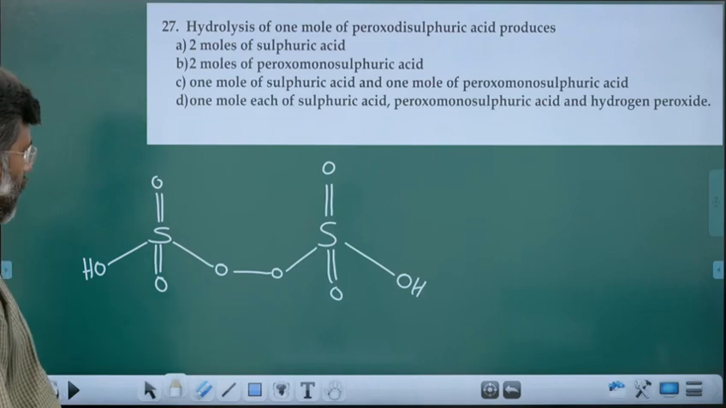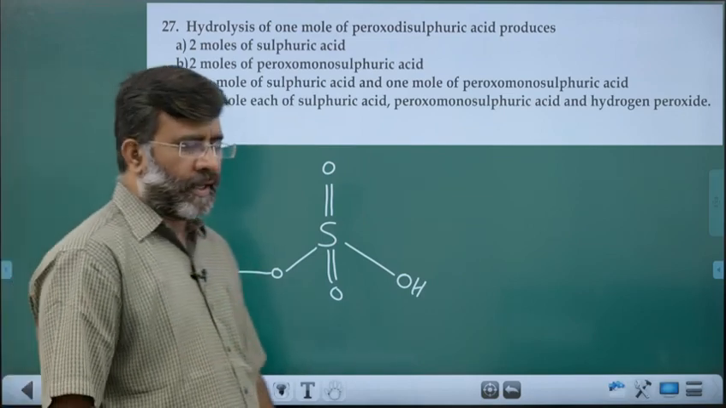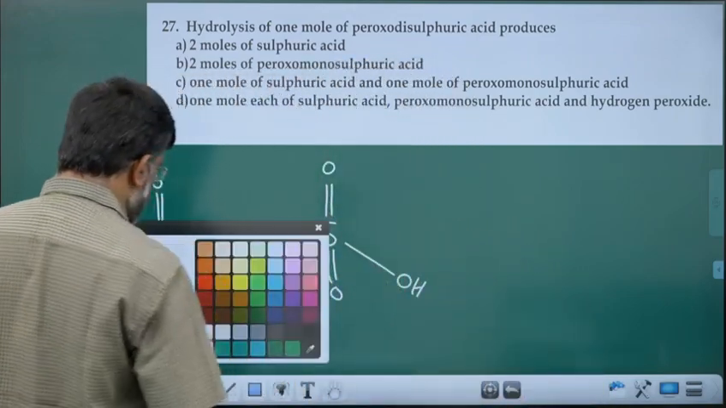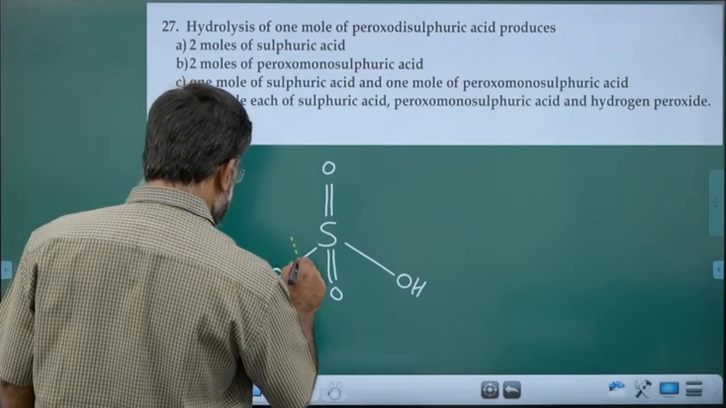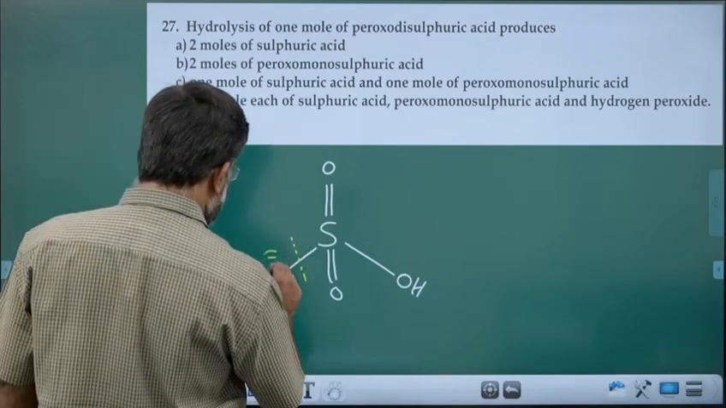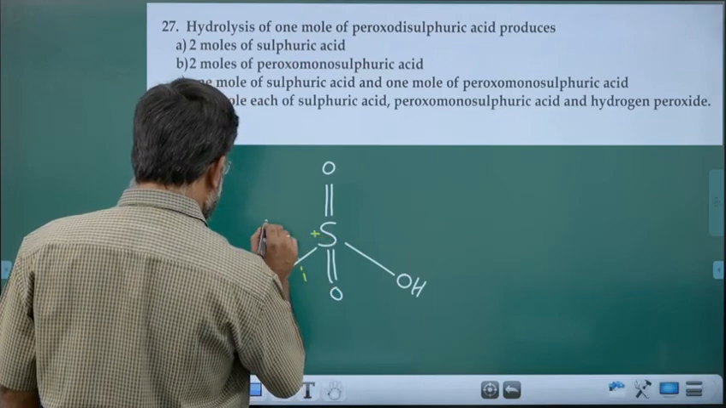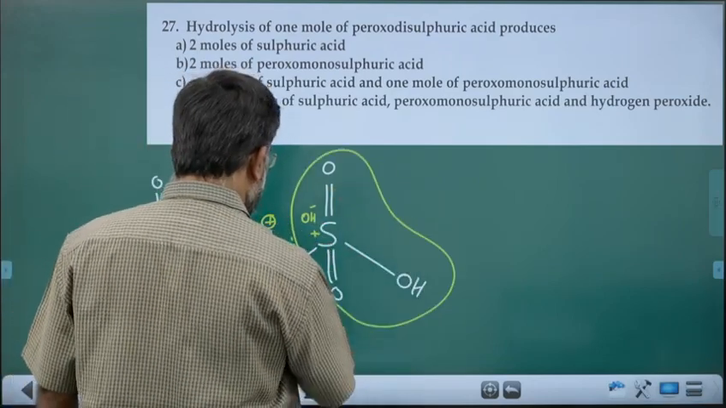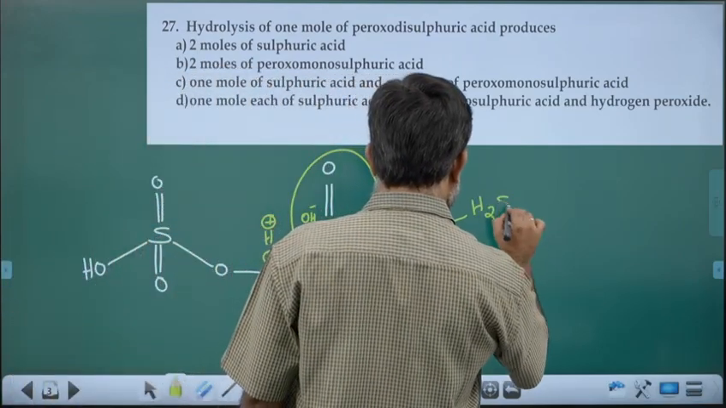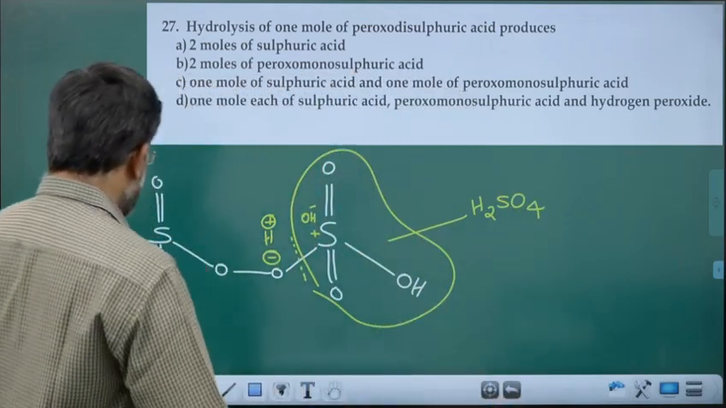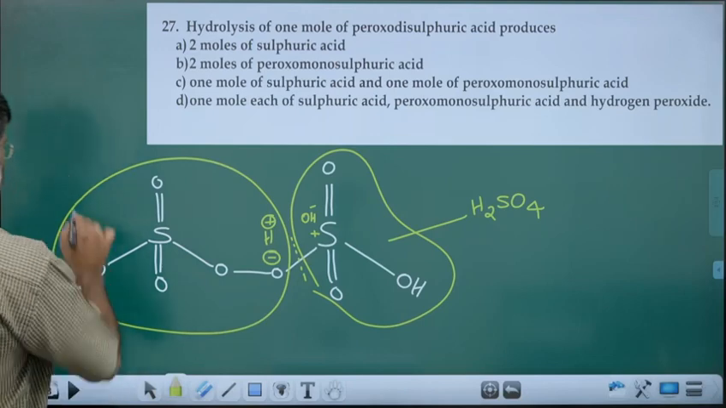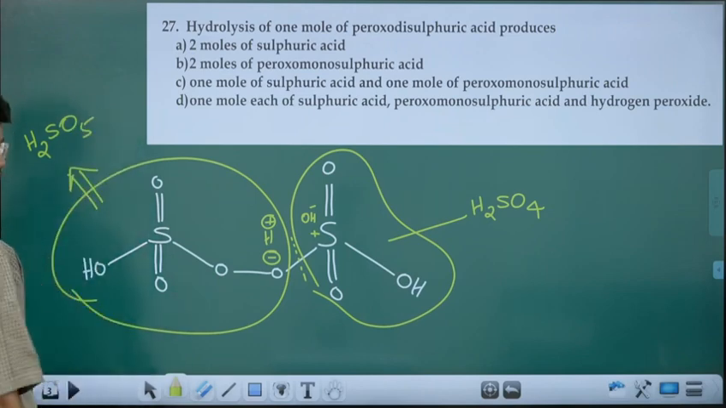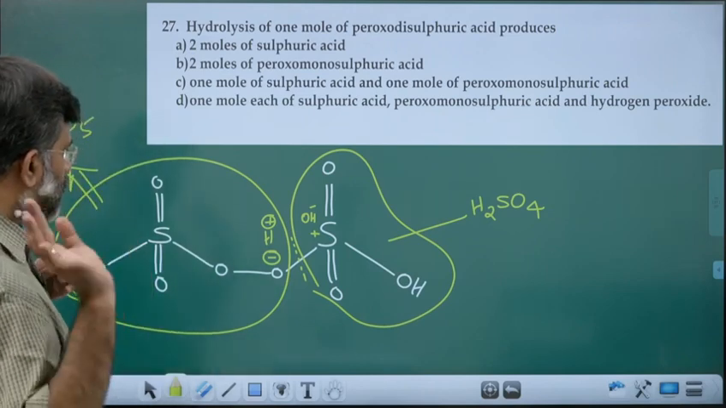Suppose it is undergoing hydrolysis. You can understand it in two ways. First step hydrolysis: imagine it is breaking here. This is minus and this is plus. Here you will get H+ and here you will get OH-, and this part of the molecule will be converted to sulfuric acid, H2SO4, while this part of the molecule will be converted to peroxomonosulfuric acid, H2SO5. That is one step hydrolysis.